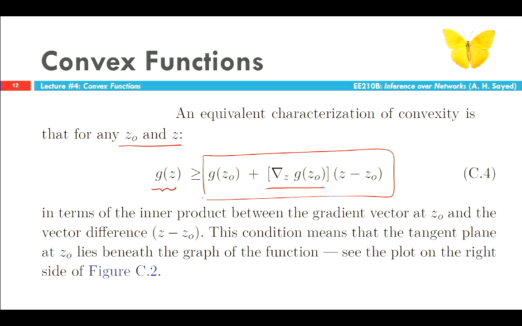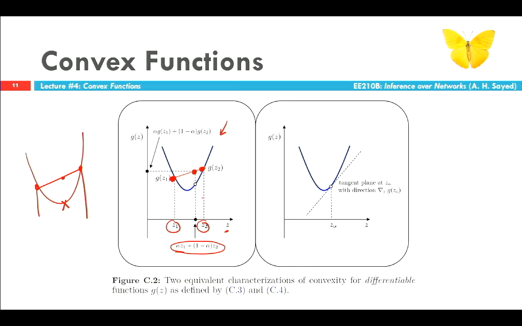Now let's look at the expression you have on the right. You all agree that this is the equation of a hyperplane. In one dimension, this is the equation of a line. When z equals z0, the value of that hyperplane is g at z0. So this is a hyperplane or a line that passes through the point z0 and g of z0. So if you go back to the figure, here it is. This is your convex function.